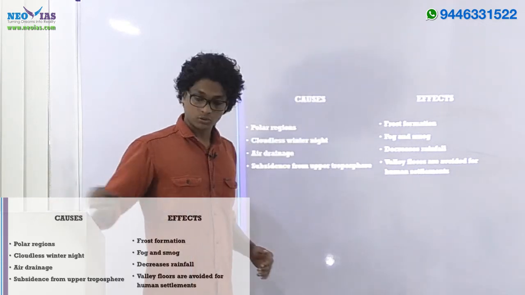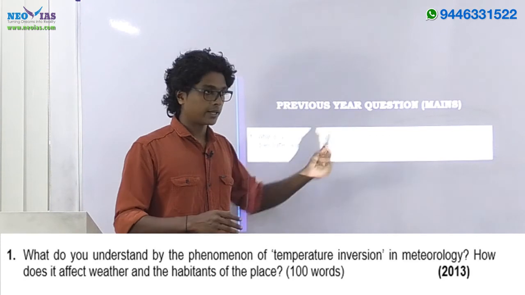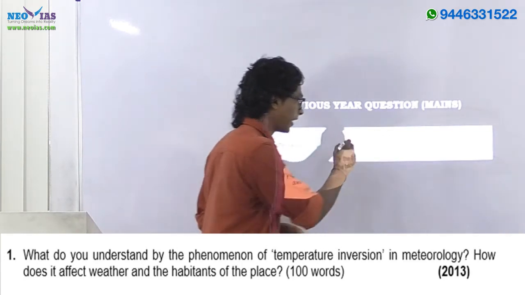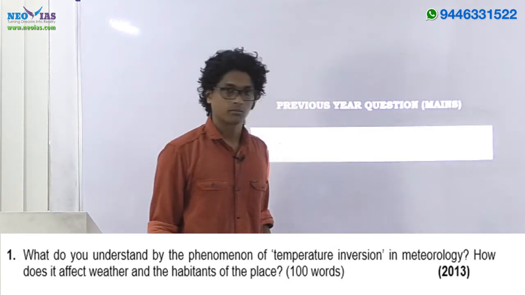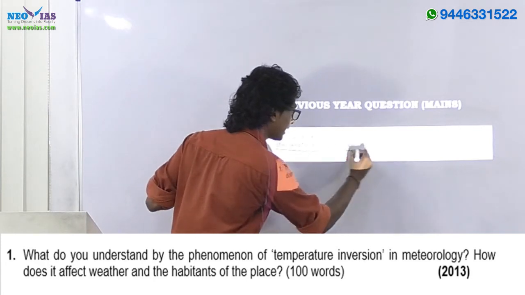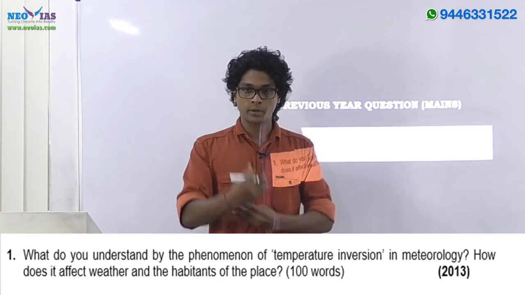If you get a question like this, you can break down the question and take keywords from the question itself. Give a separate heading for temperature inversion. Give another separate heading for effects on weather and habitants. Right? Again, if you can bring up other subheadings, it's very nice.